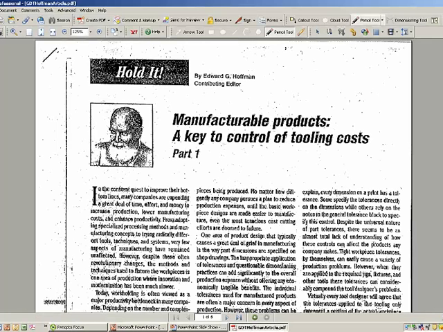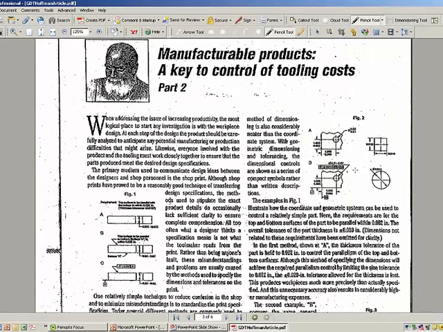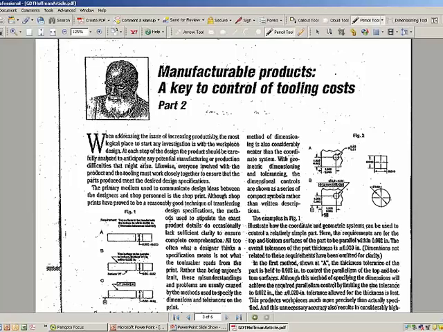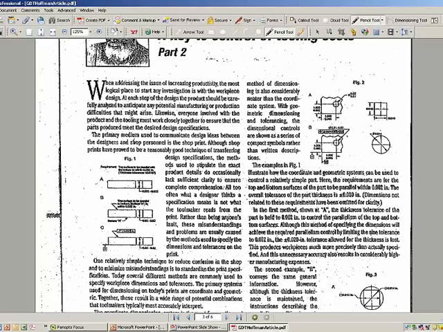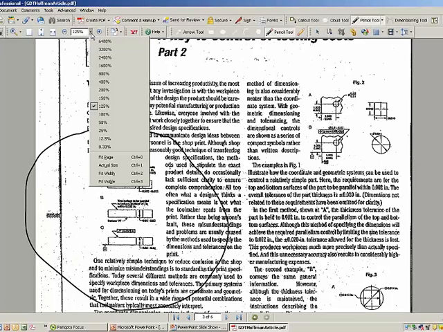Alright, so if you get that out, we're going to skip down to part 2 and really look at figure number 1 here. In fact, I'm going to blow it up on the screen.